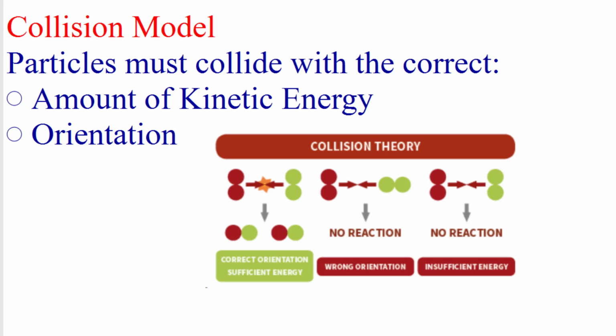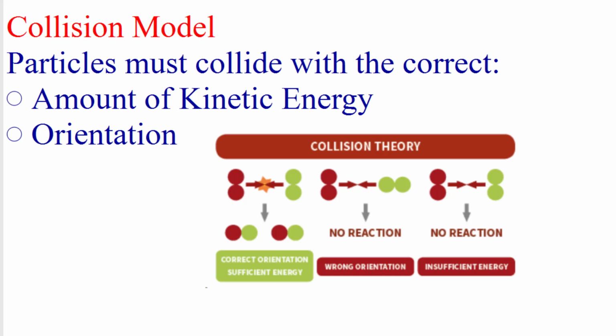It means that particles must collide with two things in order for a chemical reaction to occur. You have to have the right amount of activation energy or the right amount of kinetic energy. If it doesn't have the right amount of kinetic energy, you won't break bonds. Remember, breaking bonds is positive energy. And you also need to have the correct collision with the correct orientation as well.